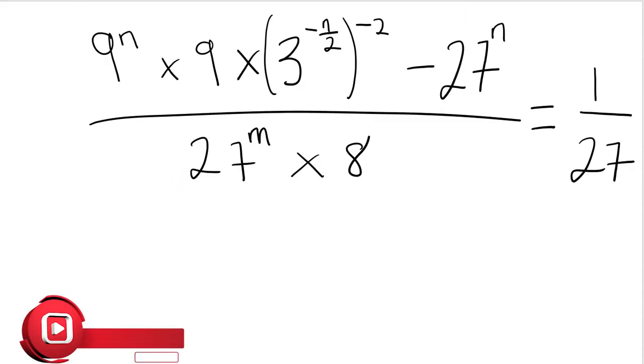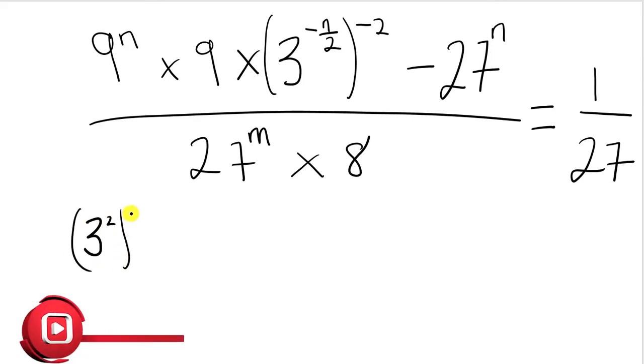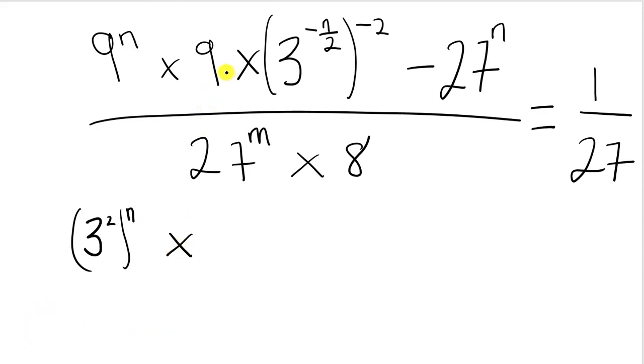So let's start. The same question is what we are having here. What we are going to do is try changing all the numbers to index form. For the 9 exponent n, we are going to rewrite the 9 as 3 exponent 2, all exponent n. We have our times this particular 9, which we rewrite as 3 exponent 2, times, for this particular one, the exponent negative 2 here is going to multiply this exponent.